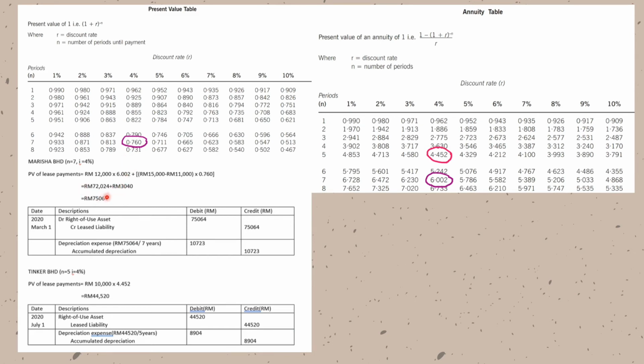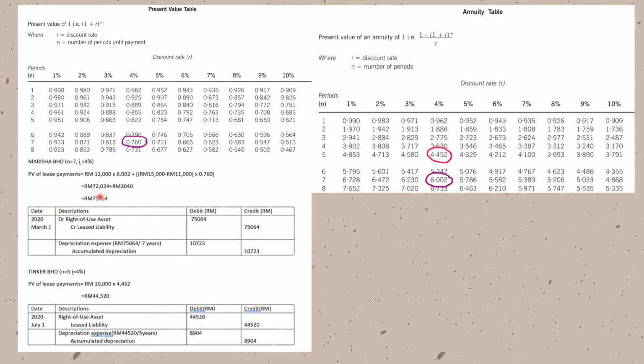After we get the answer, we must add it. Then we get 75,064. We must record it in the journal entry like this: we must debit right-of-use asset 75,064 and credit lease liability 75,064. Then we must find the depreciation expense.